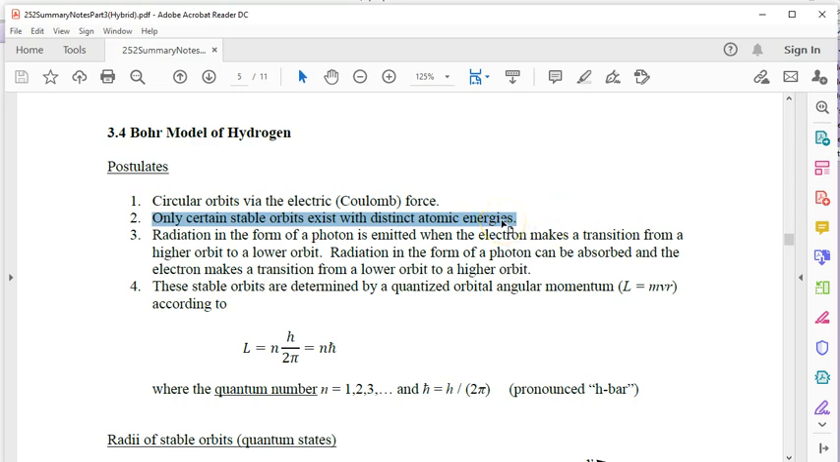Okay, well then how does light actually get emitted? Okay, so what Bohr says is, this is postulate 3, a photon, and this is where he brings in the new idea, at the time, of the photon.